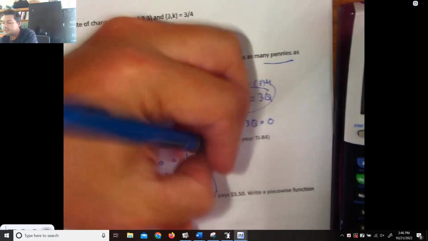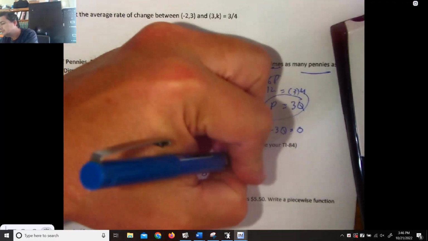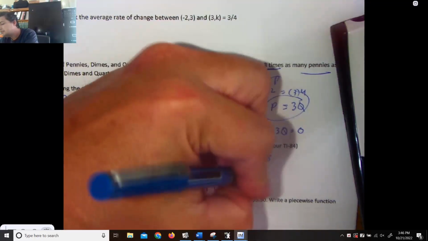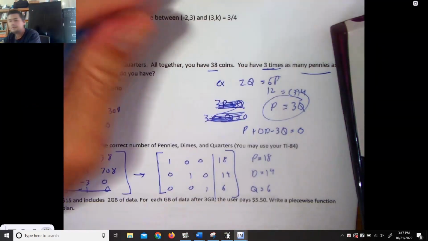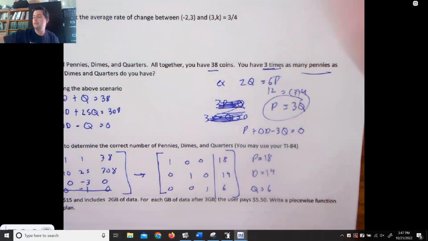So this top line says X, which lined up with pennies over here, is 18. That guy lined up with dimes. Dimes is 14. And the last line lined up with quarters. There's 6 quarters. And if you do the math, that's $3.08. All right, what's up on the next one?